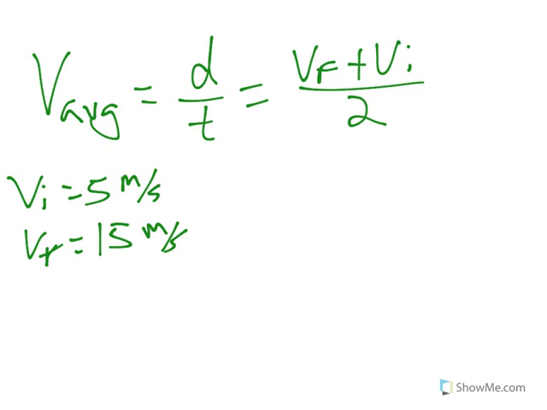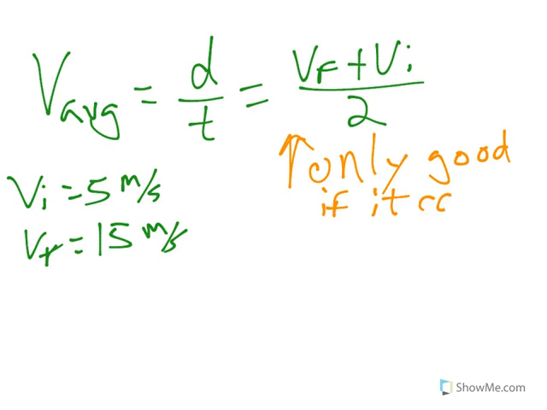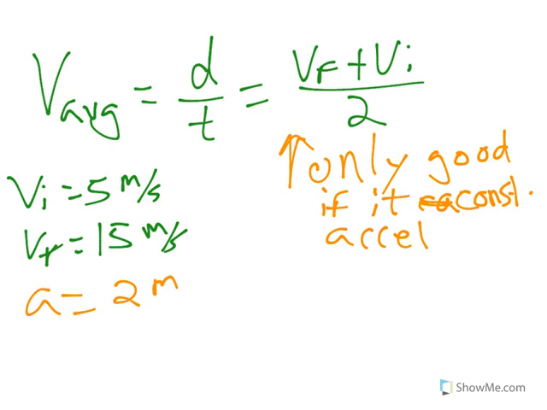Now I want you to keep in mind, this is only good if it's constantly accelerating. If it's not constantly accelerating, that is not good. So for instance, if it was like the problem we had before where it was 5 meters per second for 2 meters and then 10 meters per second for 40 meters, what's the average speed? That won't work for that. It'll only work if you have a situation like this where it's 5 meters per second, 15 meters per second, and then you have a constant acceleration of 2 meters per second squared. You could use this formula.